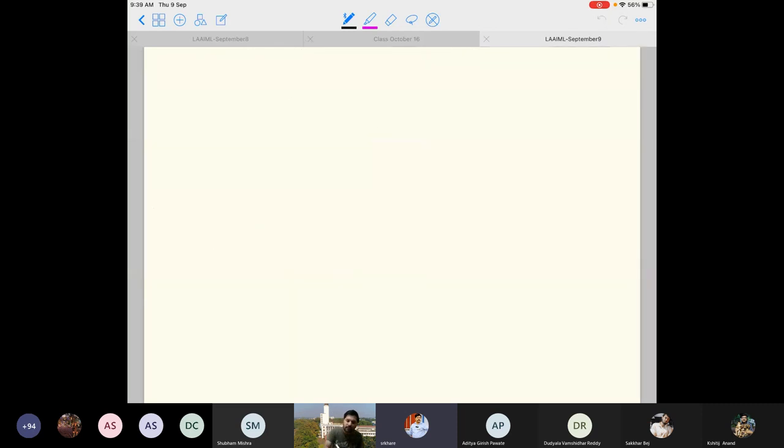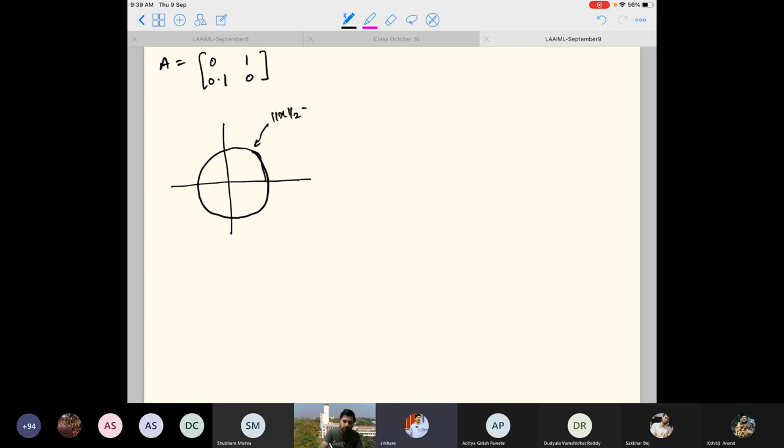Okay, so let us take a simple example. Suppose this is the matrix A that I get. Now, can you tell me what will happen to the unit circle? So I have a unit circle. Now you apply A on every point in the unit circle. What is the ellipse that you are going to get? Can you tell me?